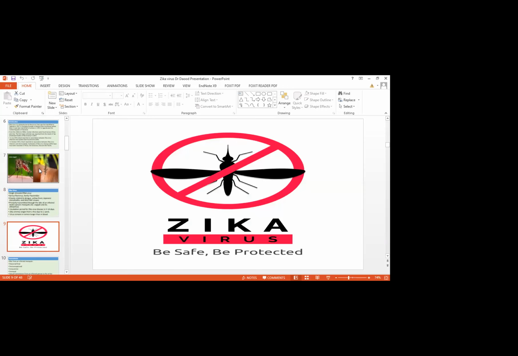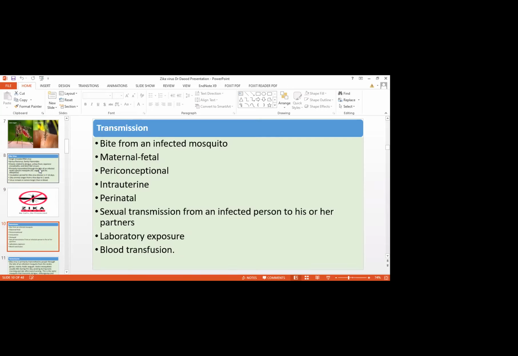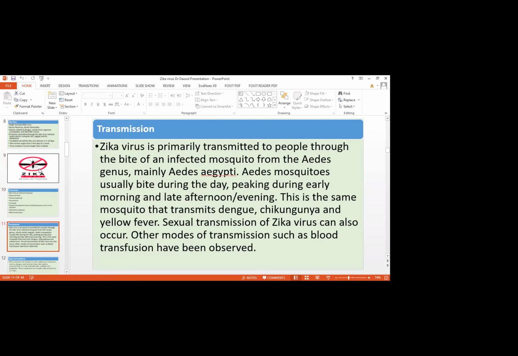This is the message: protect from mosquito and be safe from the Zika virus. The mode of transmission of the Zika virus disease is bite from the infected mosquito. This is primarily the mode of transmission. The other ways a person can be infected are maternal-fetal, periconceptional, intrauterine, perinatal, sexual transmission from an infected person to his or her partner, laboratory exposure, and lastly blood transfusion. Transmission.